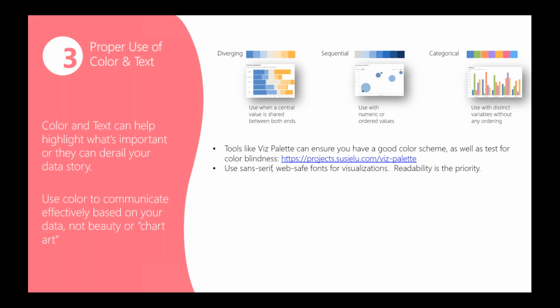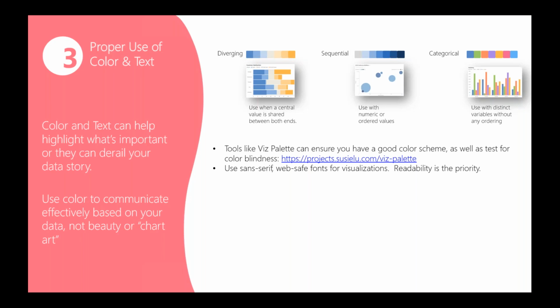You use a diverging color palette when a central value is shared between both ends, sequential with numeric or ordered values, and categorical when the data is just a category. So for example, you could have division or food type, something like that, if you're trying to explain sales in a bar chart.